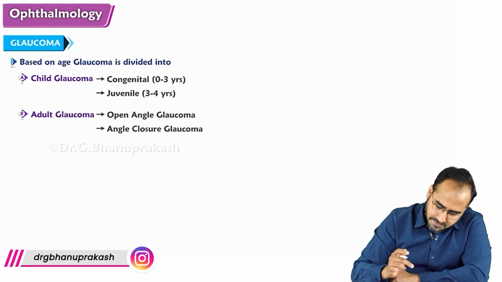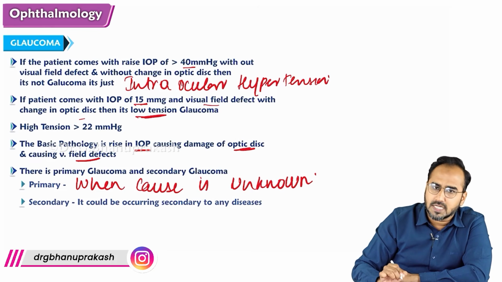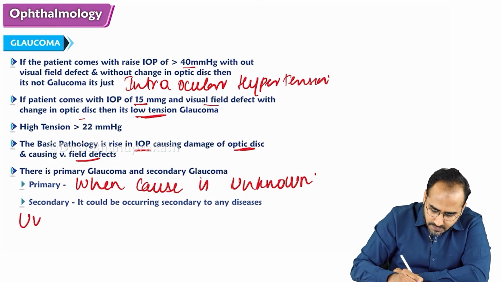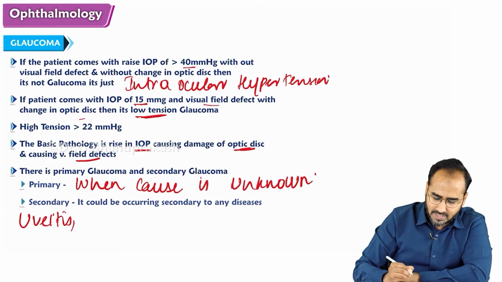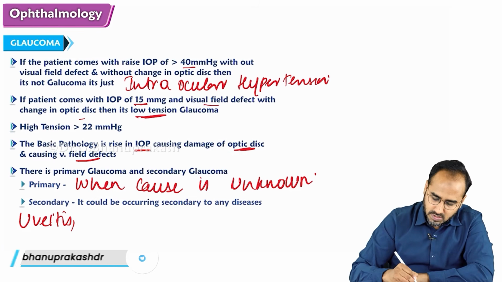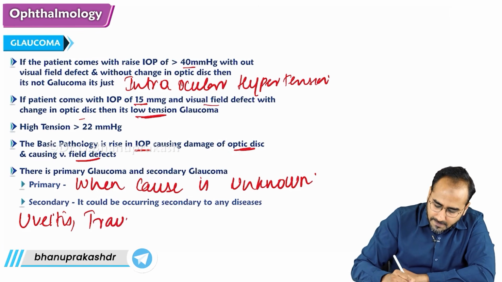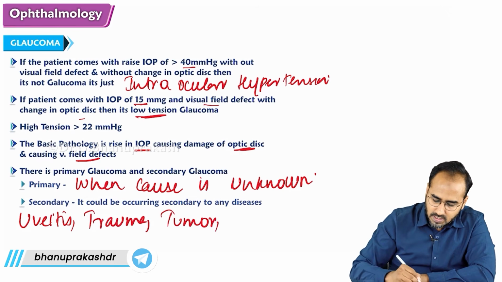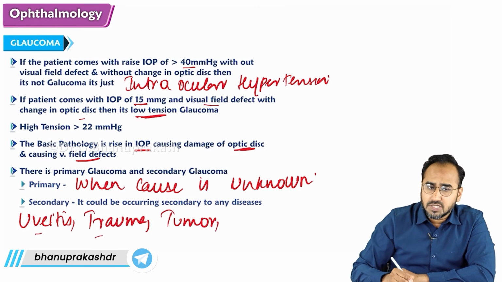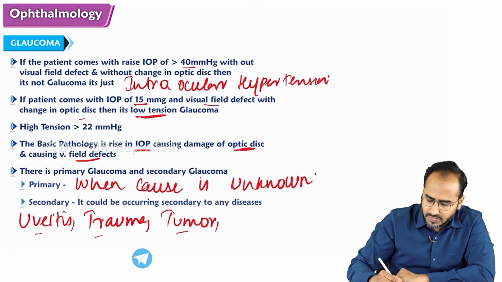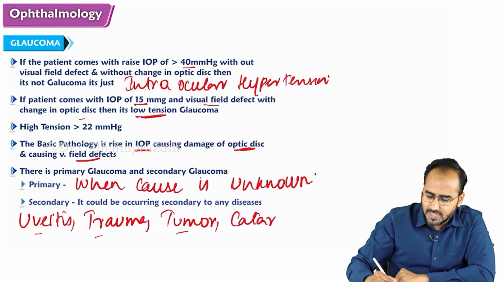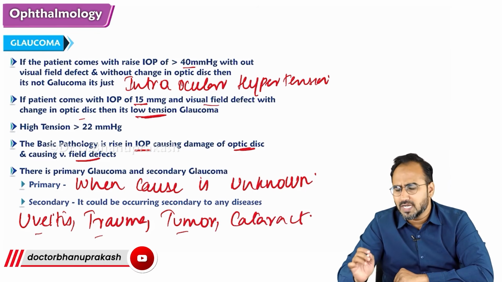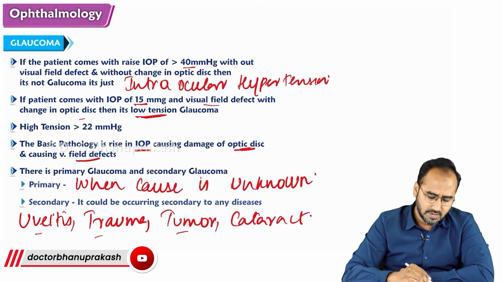Just write there. Primary glaucoma means when the cause is unknown. Secondary glaucoma means glaucoma occurring secondary to uveitis, trauma, tumor, or cataract. Then it is called what, guys? Secondary glaucoma due to an underlying disorder, secondary glaucoma, right?